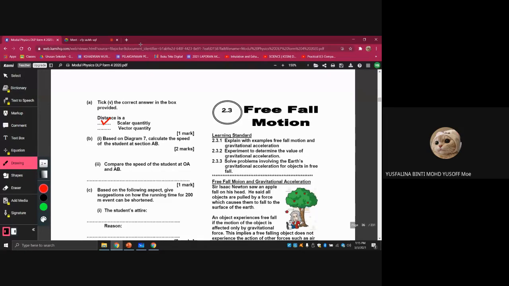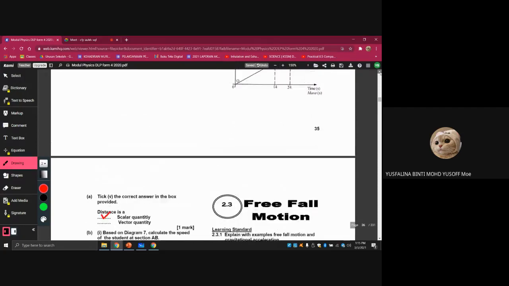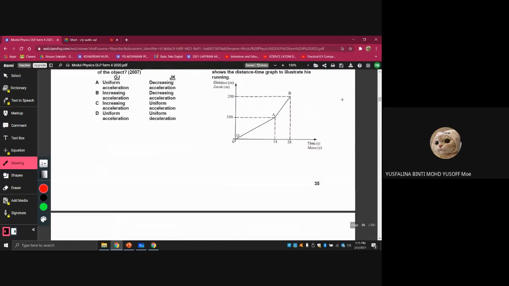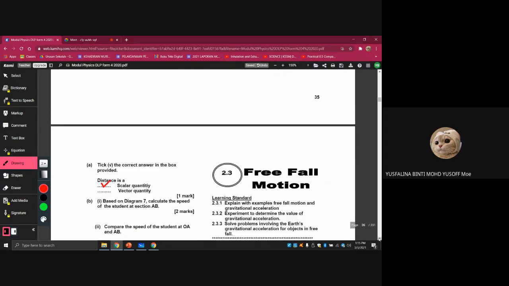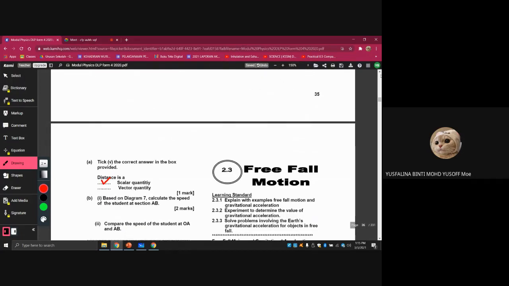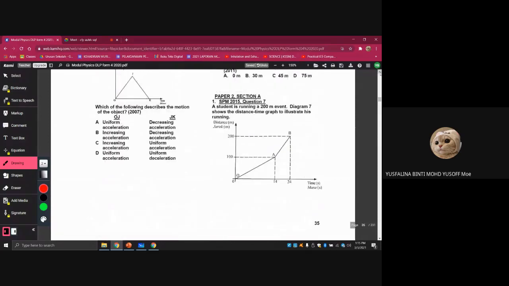Okay, for B1, based on diagram 7, calculate the speed of the student at section AB. At section AB means at this part, right? So if you want to calculate the speed, for this one is speed. So you have to find the gradient because they use distance here, right? So the gradient represents the speed.